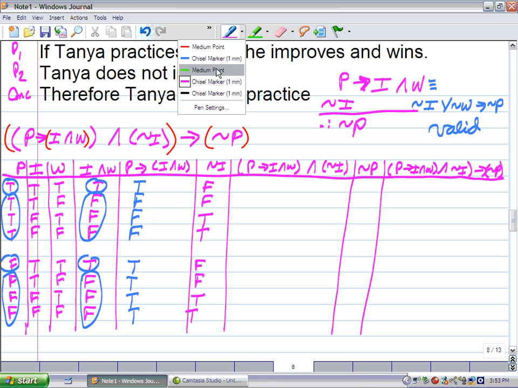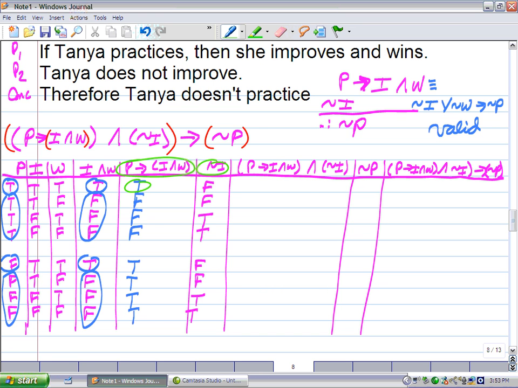Okay, now the next step is calling for P implies I and W, and not I. So these two together. True and false, false and false, false and true, twice. Both of those are false. True and false, twice. So both of those are false. True and true, twice. Hey, those are the only true ones.